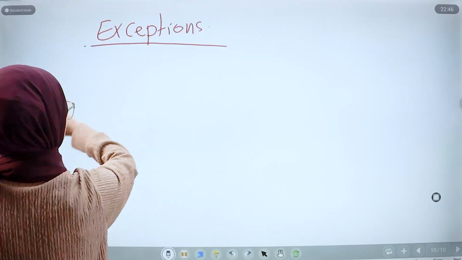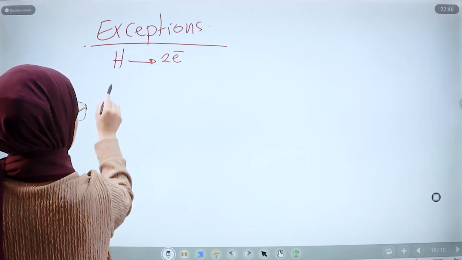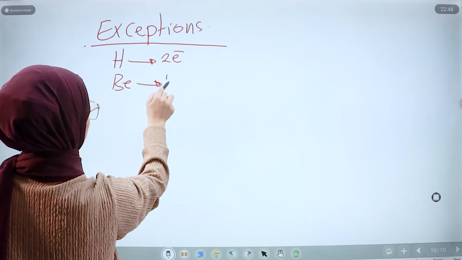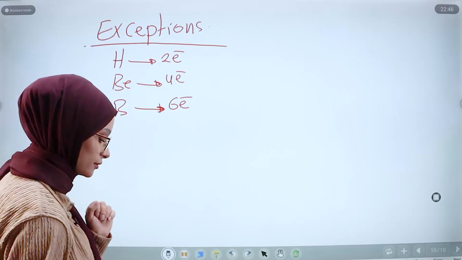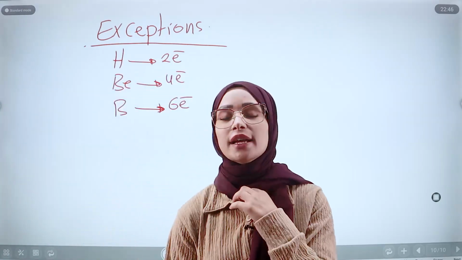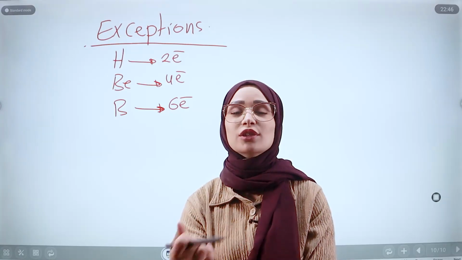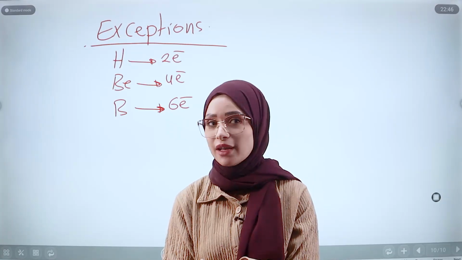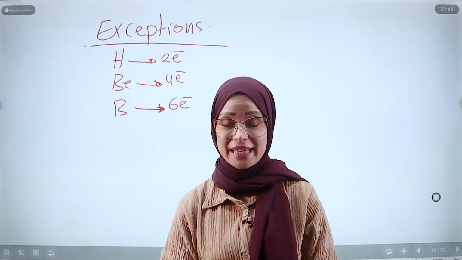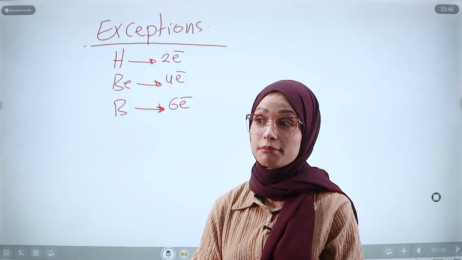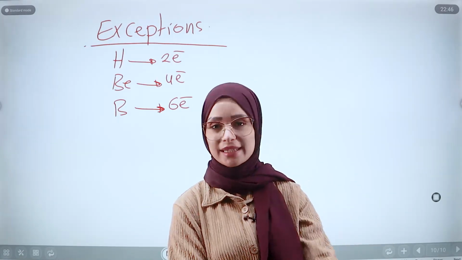What do we mean by exceptions? Teacher, we say that hydrogen is happy with 2 electrons. Now, beryllium is happy with 4 electrons, and boron is very happy with 6 electrons. Yes? The chemistry is very interesting. But the problem in each single part of the chemistry, when you start to understand this part, you find a lot of exceptions. Sometimes the exceptions are more than the basic rule. That's why sometimes the students find it hard. It's not hard, but you have to know all the exceptions.